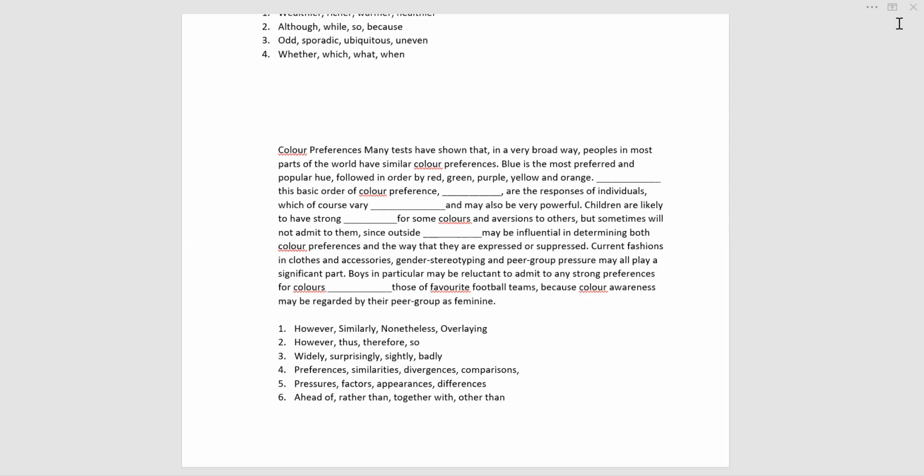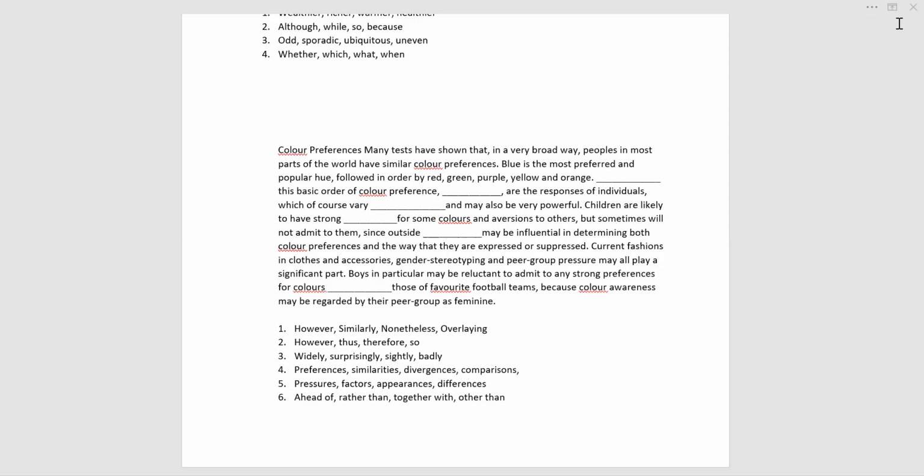You see, this is a sort of comparative degrees we are writing, but sometimes will not admit to them, since outside factors may be influential. So when we are talking about something being influential, and outside, not pressures, not appearances, not differences, factors is the most appropriate word, as it makes the right sense here. Then the last one: boys in particular may be reluctant to admit to any strong preferences for colors other than those of their favorite football team, because color awareness may be regarded by their peer group as feminine, right? So other than the football team colors, boys normally don't admit to any strong color preferences, because they consider it a feminine thing.